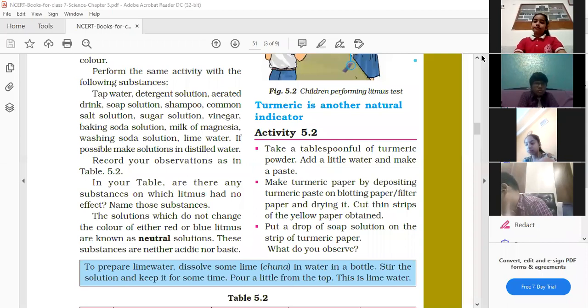The next natural indicator is turmeric. We can do different experiments by using turmeric. So start reading, Kavya, activity 5.2.